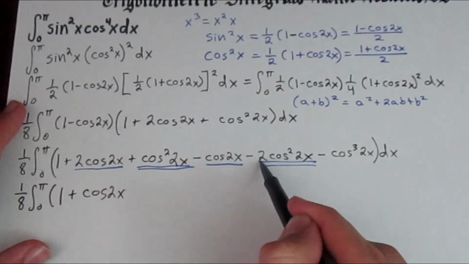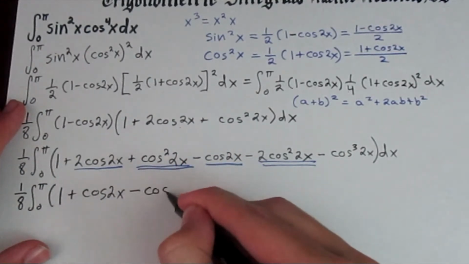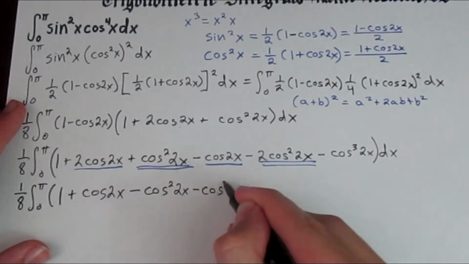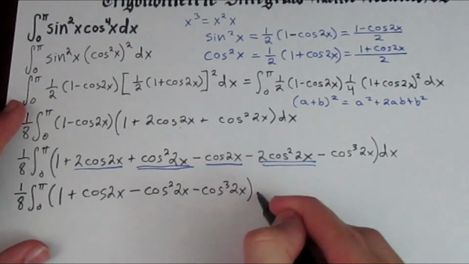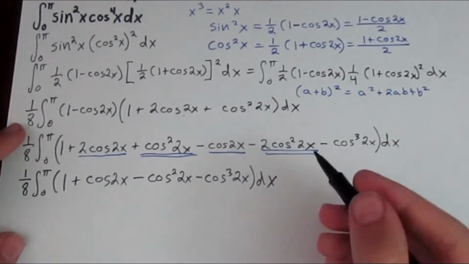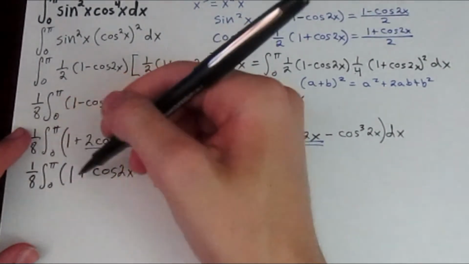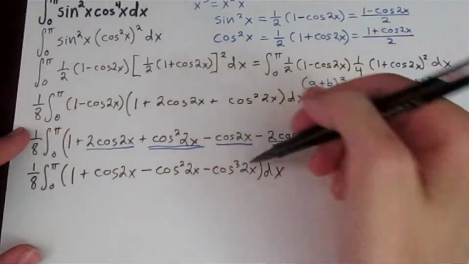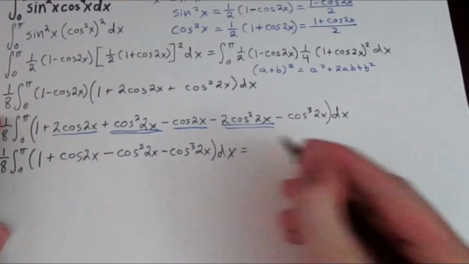1 minus 2 is negative 1. And then you have cosine cubed 2x dx. Now for tutoring purposes, I'm going to just distribute this integral sign all the way across.